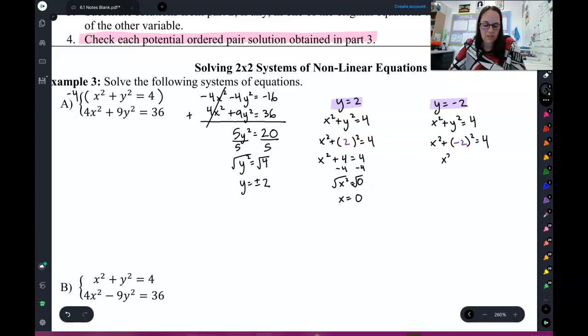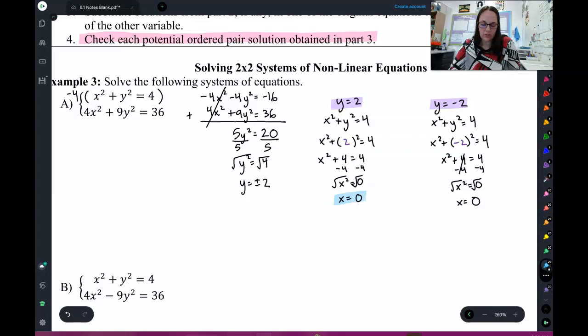And over to this side, -2 squared is also a +4. So once again, I get plus or minus 0 or 0. So it looks like I have 2 points that are working here. The first point is going to be 0, that's my x value, comma my y value of 2. And this one is 0, my x value, comma my y value of negative 2.